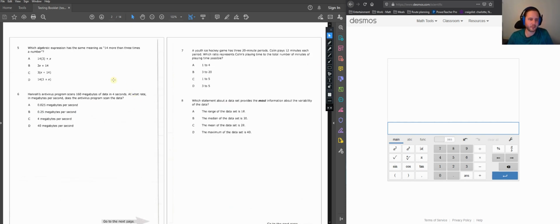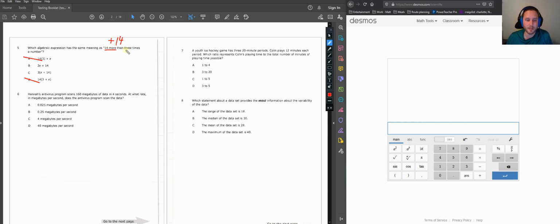Alright, so the next set of problems we're going to do is number 5. So for number 5, we've got which algebraic expression has the same meaning as 14 more. Okay, so hold up, 14 more is going to be represented by adding 14. So let me check my answer choices and see what doesn't have plus 14. So A is out and D is out because they don't have a plus 14.